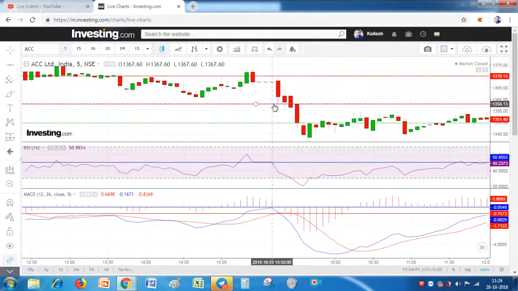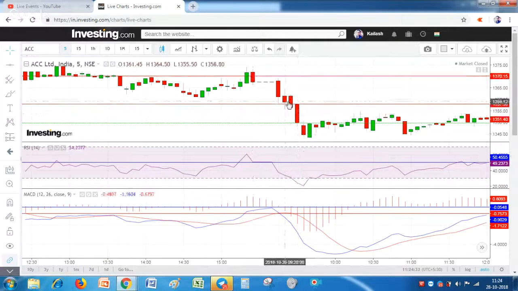So see, it has given us a signal somewhere around 1358. We can sell it at 1358 level, and the stop loss is 1370. Okay, means it has a risk of approximately 12 rupees. So there is a risk of 12 rupees. So we have to see how much. So we can expect approximately 24 rupees, because our risk to reward should be in the ratio 1:2. Okay, so let us check how much it has gone down.